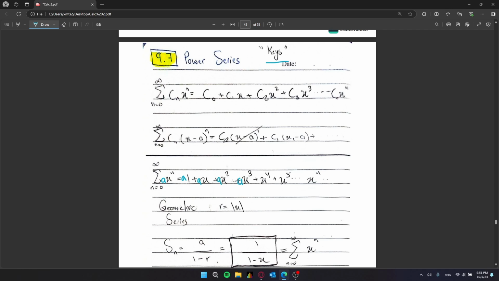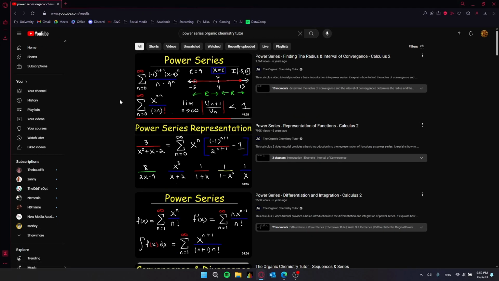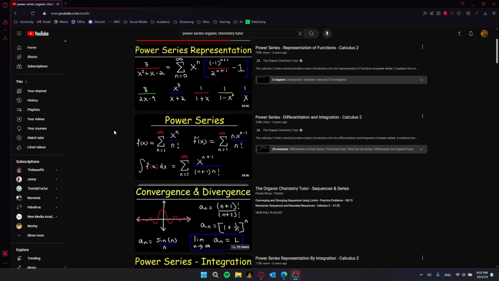Now this lesson, very frankly, is a bit confusing, and I believe that the best and most clear way to explain it is with the Organic Chemistry Tutor's video on power series. I'm going to defer this particular lesson to the Organic Chemistry Tutor. He's absolutely incredible at explaining this particular lesson. There are a few videos that you can watch on power series, but they're all very helpful.